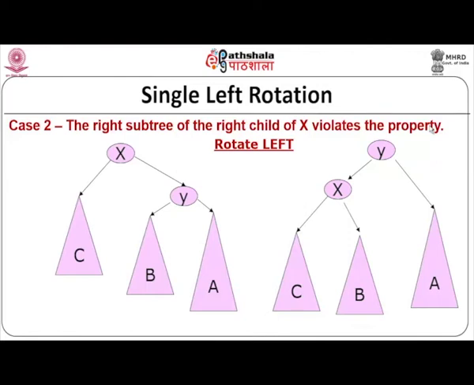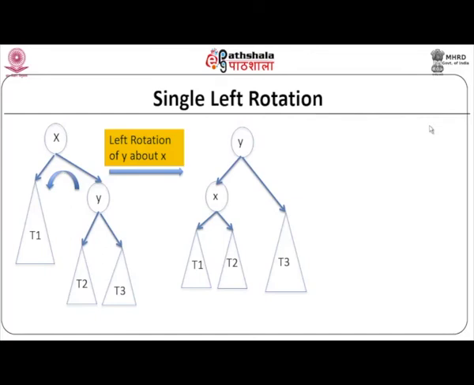The right subtree of the right child of x violates the property. So, the right subtree of the right child of x, that is y's right subtree, violates the property. Then you have to do a rotate left, that means you have to rotate y about x again, but in a left direction. So, left rotation of y about x.